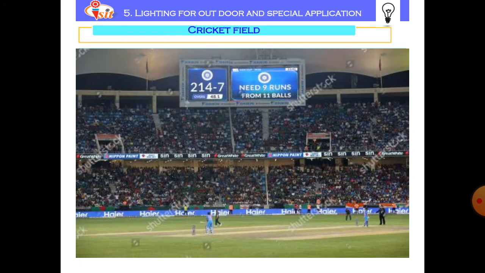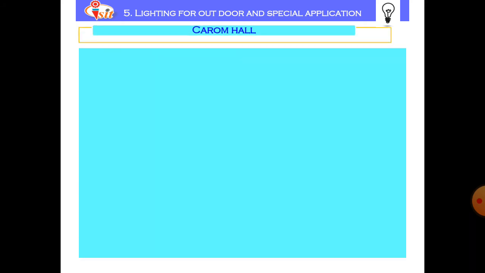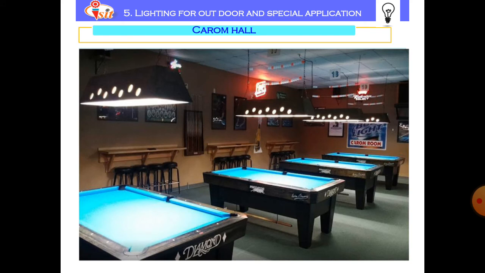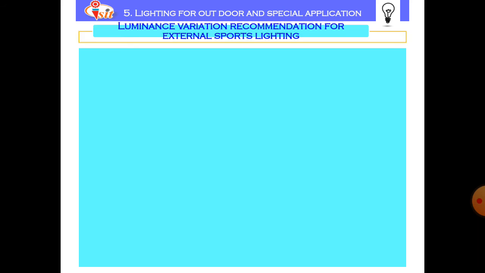And of course for the cricket, a stadium having a lot of illumination along with the screen which is installed over the ground. In the carom hall, the level of illumination over the tables. The next, luminance variation recommendation for external sports lighting.